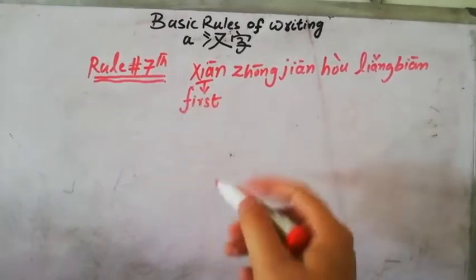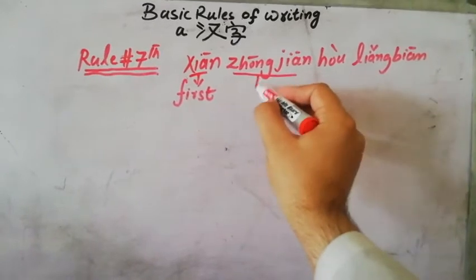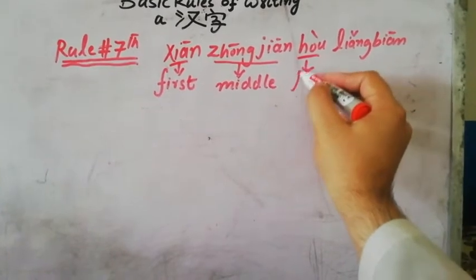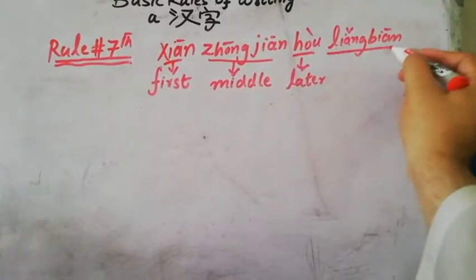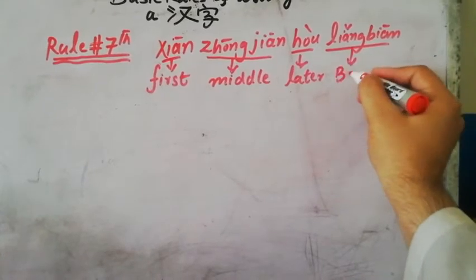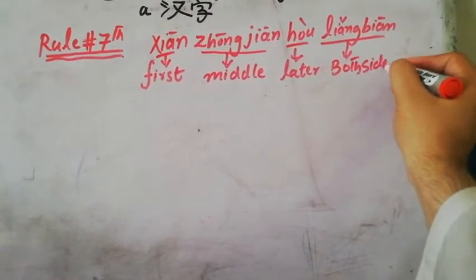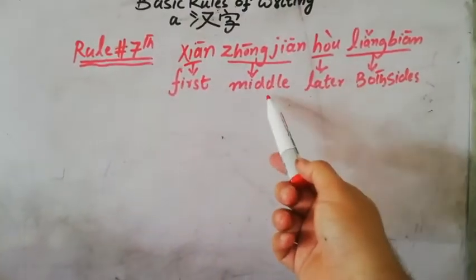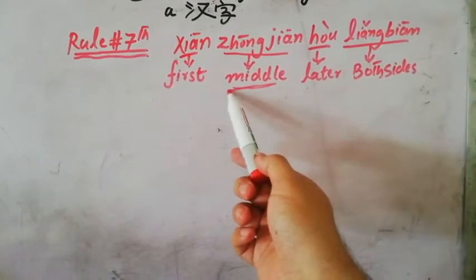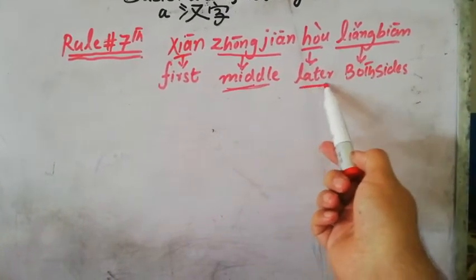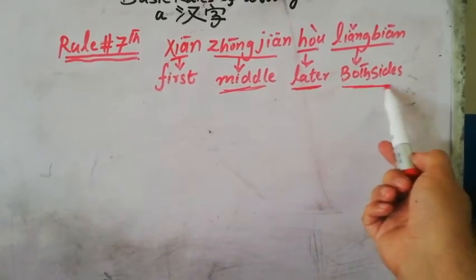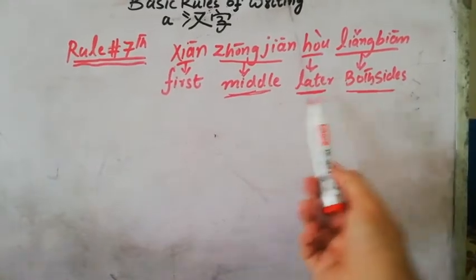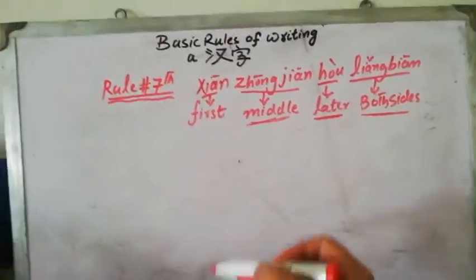Okay, first, zhong jian, middle, hao, later, liang bian, both sides, two sides. Now what does it mean? It means that first write the middle stroke of the Chinese character, and after that later write both sides strokes of the Chinese character. I will discuss some examples and this rule will be clear to us.